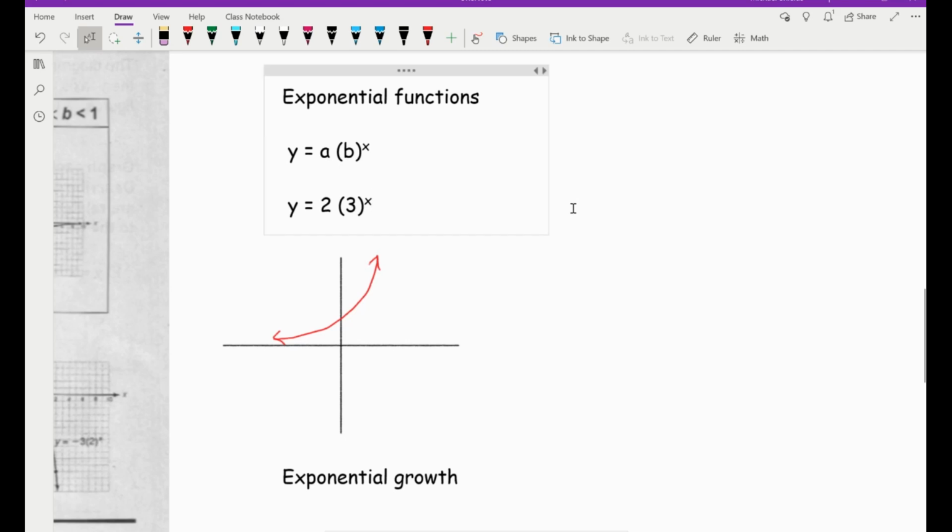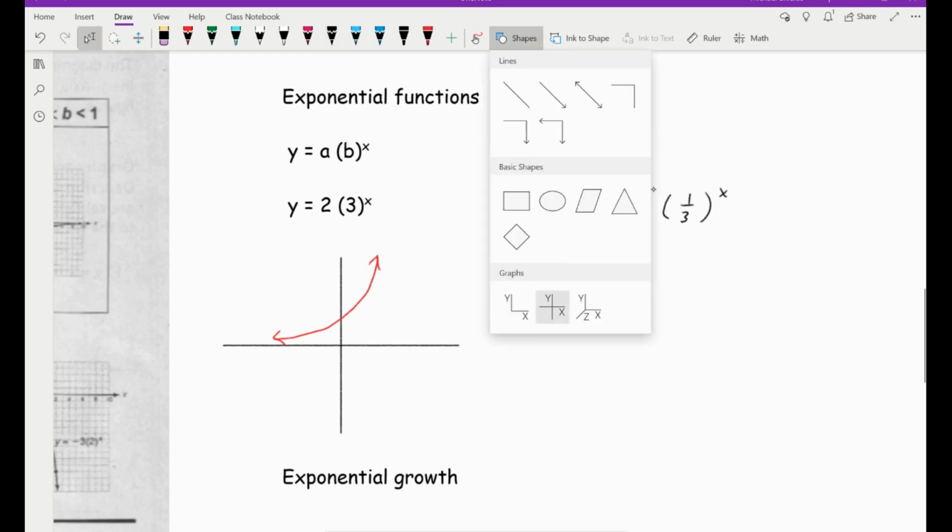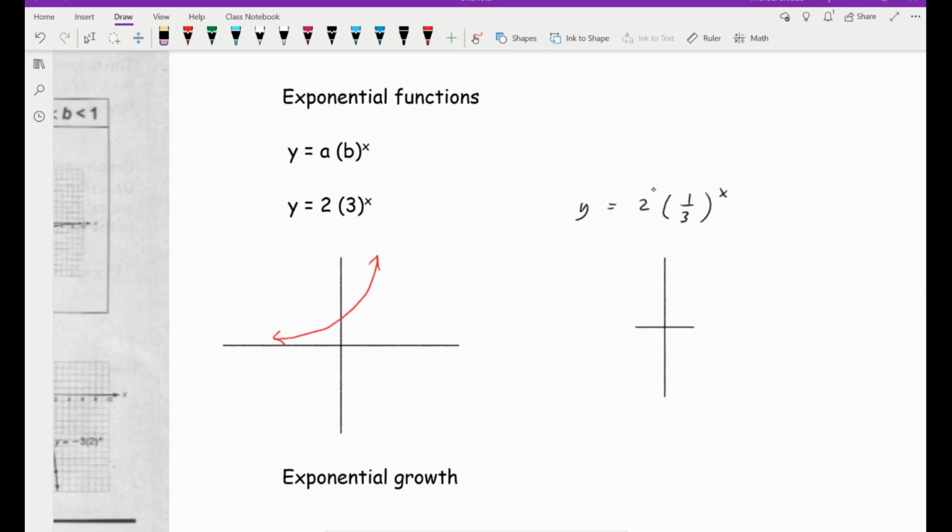It might be better if I handwrite it right here. Y equals 2 again, but instead of 3, maybe I'll make it a 1/3. A value between 0 and 1. And this would qualify as a decay graph. If I were to graph it, it would look something like this. And we'll be graphing shortly on Desmos, just so you can get some better graphs here.